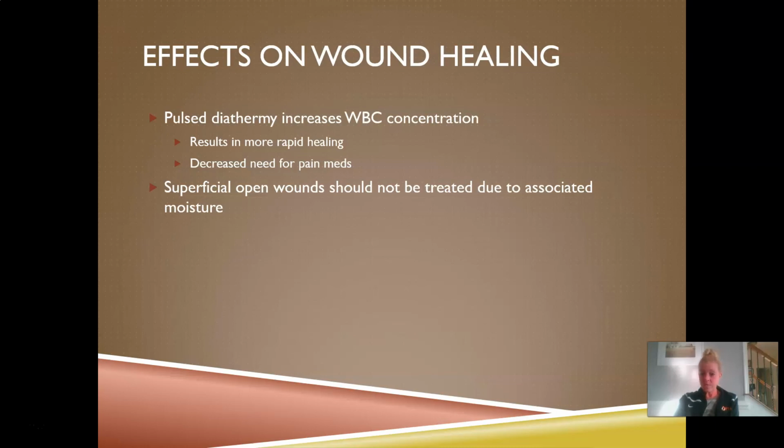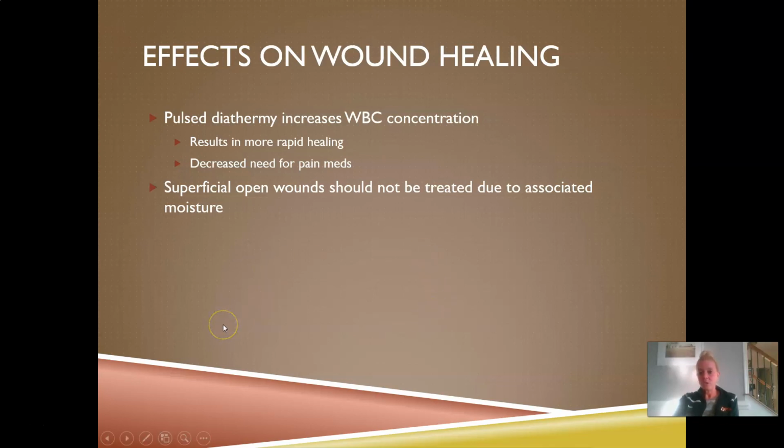We're going to use pulsed typically most of the time. So just like in the studies that were cited with ultrasound, they typically used pulsed ultrasound to treat those wounds. We will typically use pulsed diathermy to treat wounds as well. It helps to increase white blood cell concentration, which will help with healing. And they also found decreased need for pain medication in patients who received diathermy for wound healing versus just traditional wound healing techniques.